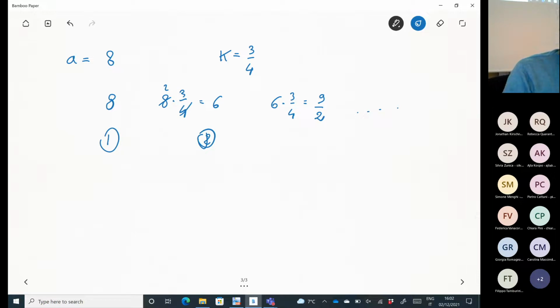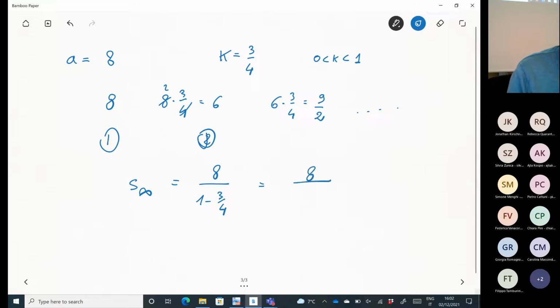What happens here? It happens that A is equal to 8, K is equal to 3 over 4, so K is between 0 and 1, so in particular it is less than 1 in modulus, it is between minus 1 and 1. What is the sum of infinitely many terms of this geometric sequence? It's just A divided by 1 minus K. So it is A divided by 1 minus 3 over 4, which is 1 over 4, so 32. Okay?